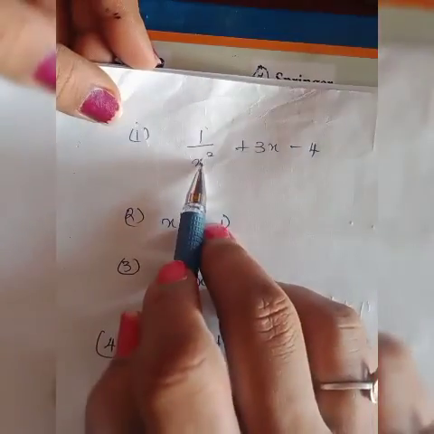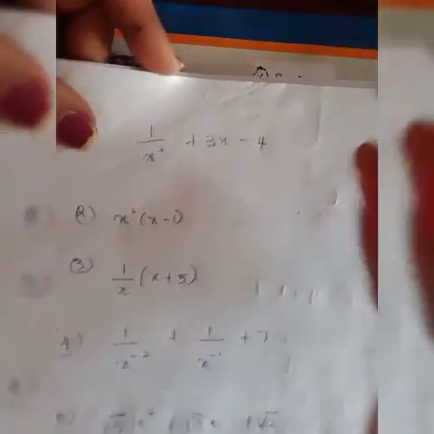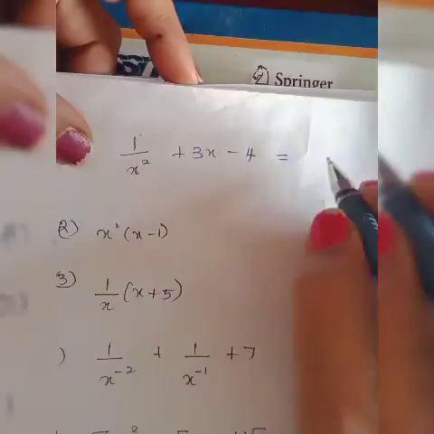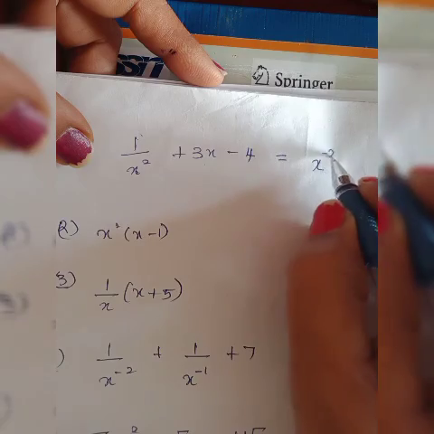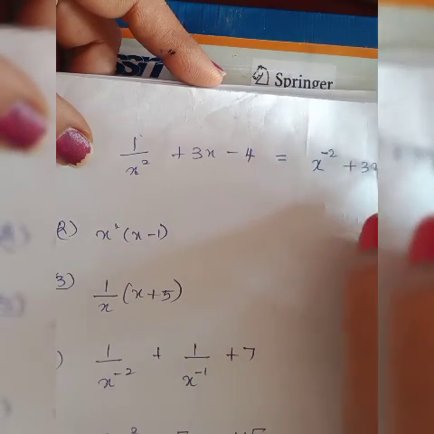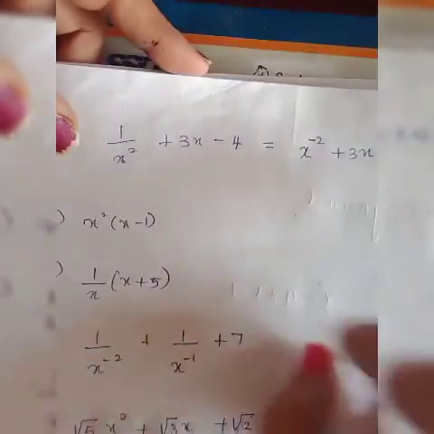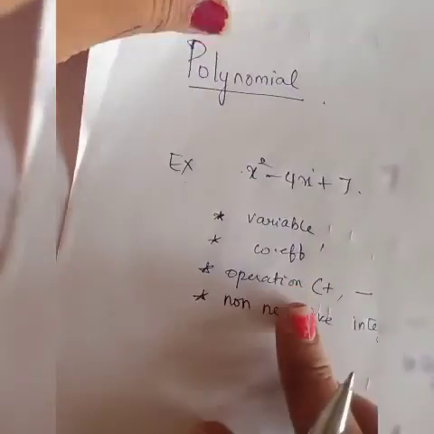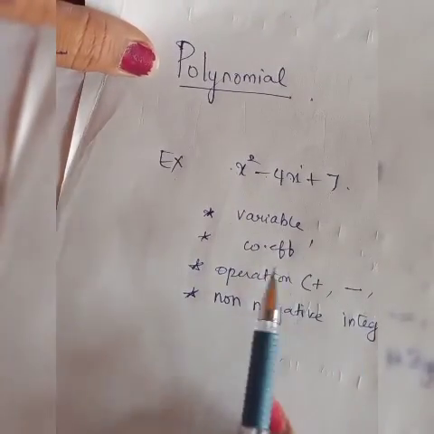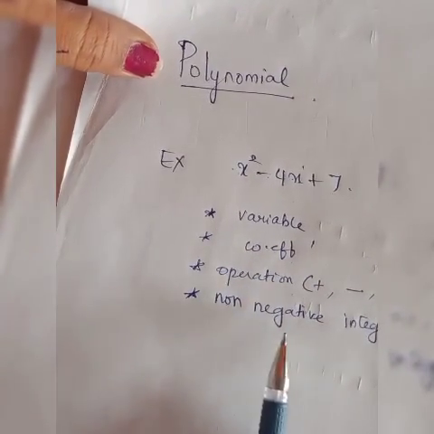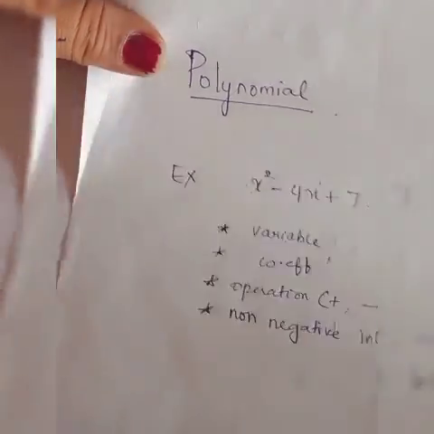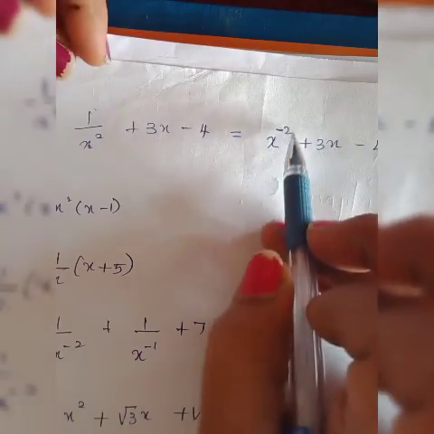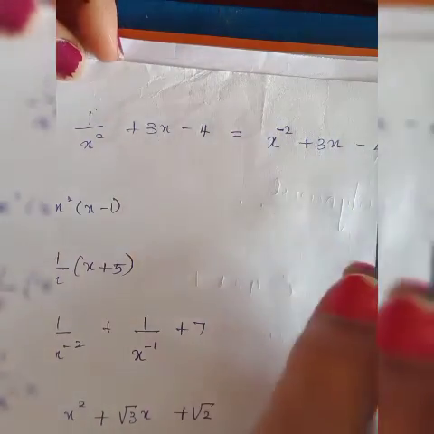First one is 1 by x square plus 3x minus 4. I can rewrite the terms: 1 by x square can be written as x raised to the power minus 2, plus 3x minus 4. Now when I was explaining the polynomial definition, I told that it consists of variable, coefficient, operations, non-negative integer exponents. See, here we are having negative integer exponentiation, so this is not a polynomial.